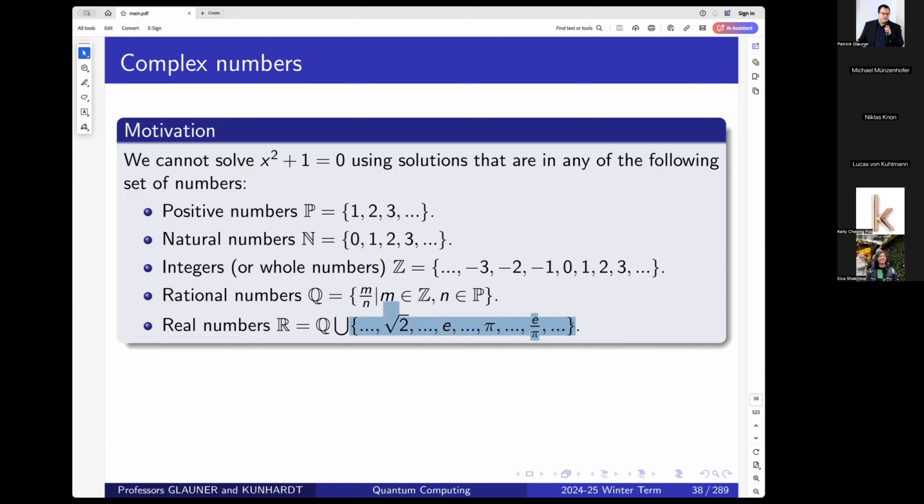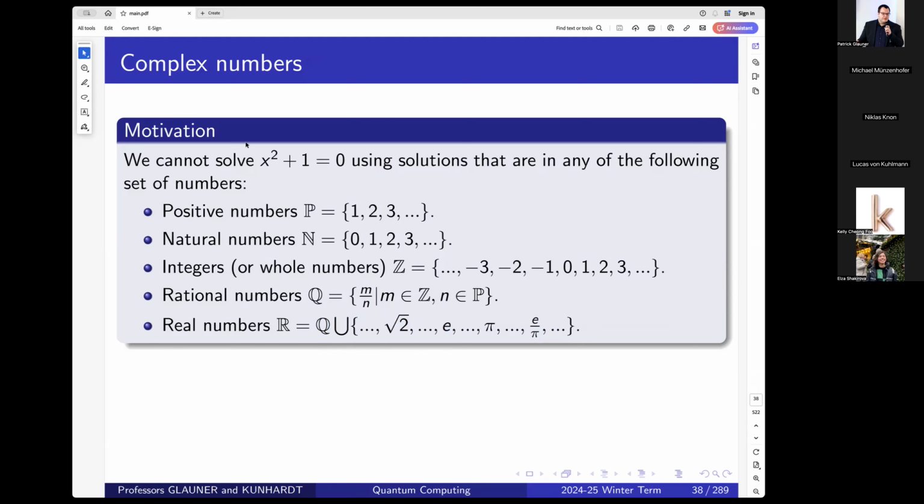So this is again a set of infinitely many real numbers that we're adding on top of the rational numbers. And this is the set of real numbers.